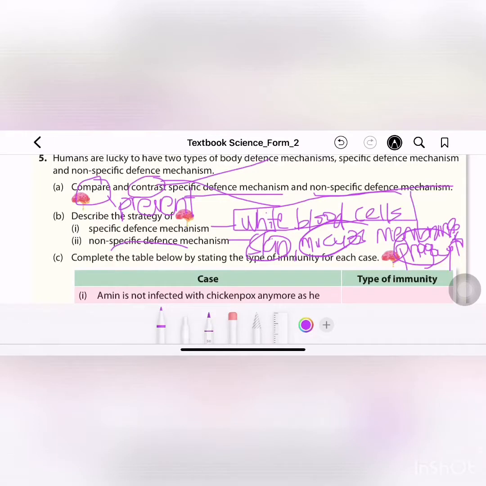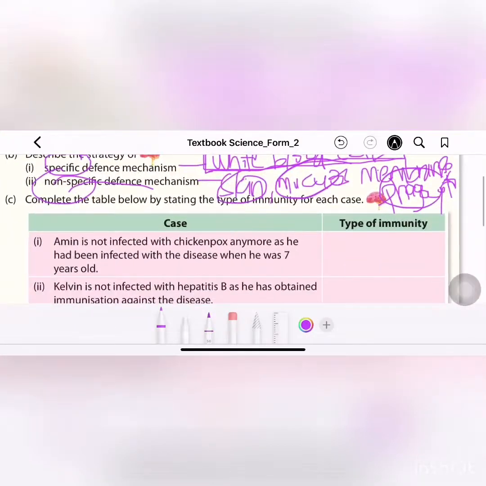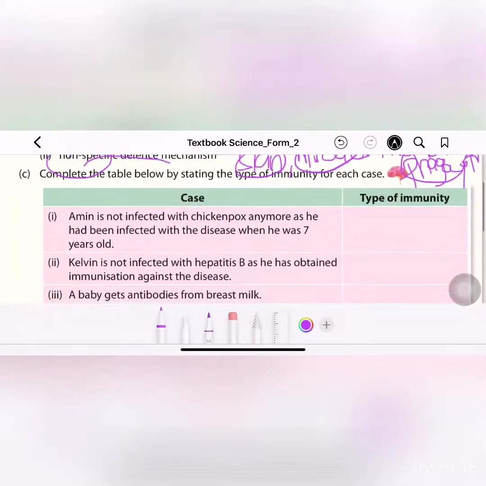So if the skin, mucus and phagocytosis still cannot kill the bacteria, then your white blood cell will do something. Your white blood cell is like the high-end army inside your body, the reserve one, the best one. So if your non-specific cannot, then your specific defense mechanism will do something. Your body is actually working in a very complicated way.